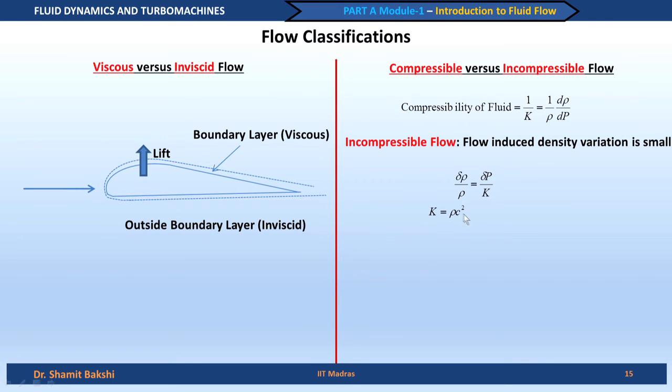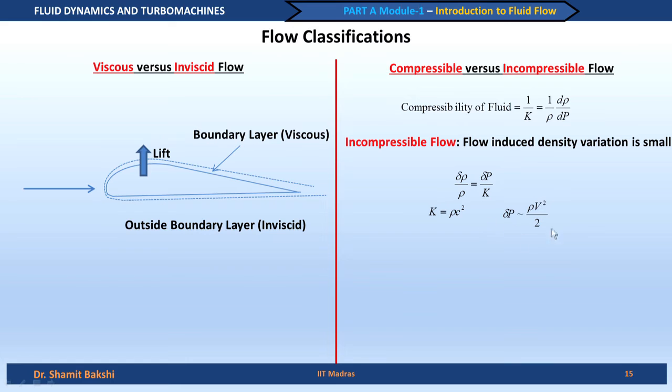So, K is rho c square, where c is the velocity of sound through the medium, through the fluid which we are talking about, for which we are ascertaining whether it is a compressible or an incompressible flow.